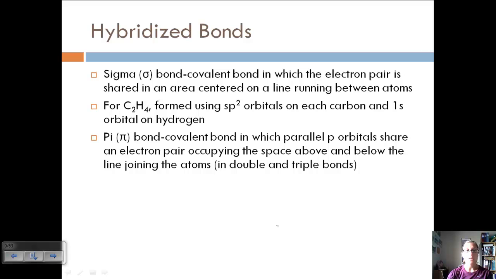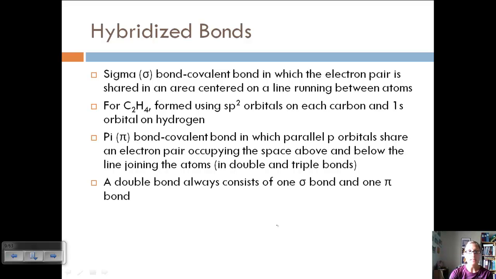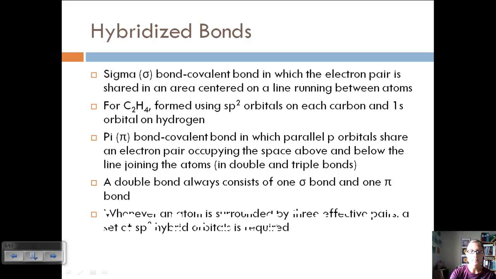A pi bond is a covalent bond in which parallel p orbitals share an electron pair occupying the space above and below the sigma bond, basically. And pi bonds will only occur in double and triple bonds. You won't have one in a single bond. A double bond will always consist of 1 sigma bond and 1 pi bond, and a triple bond will consist of 1 sigma bond and 2 pi bonds. Excuse me, you're always going to have a sigma bond.